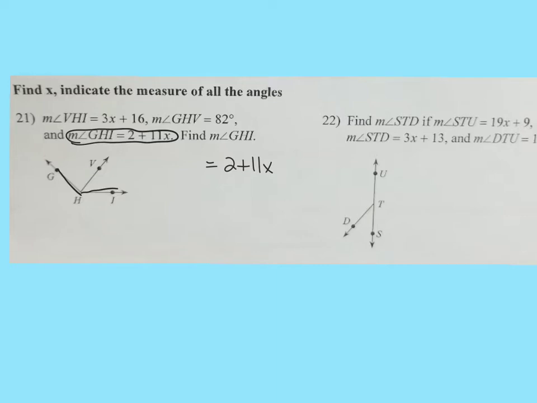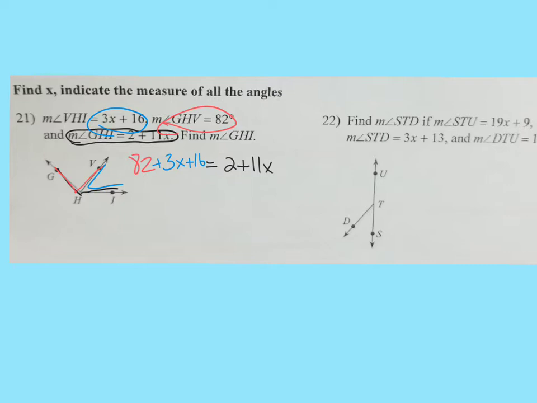Now, the next thing I'm going to do is find another piece, a smaller piece, so I'm going to look for GHV or VHG. I find GHV is 82 degrees, so I'm going to put 82 right there. Now I'm going to have VHI, that's my next piece. My red piece and my blue piece together give me my black piece, so that's why I'm going to have 3x plus 16 right there. Now that's the geometry. The geometry is set up the problem. Red piece plus blue piece equals black piece.